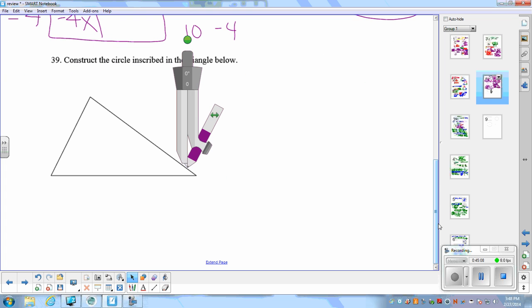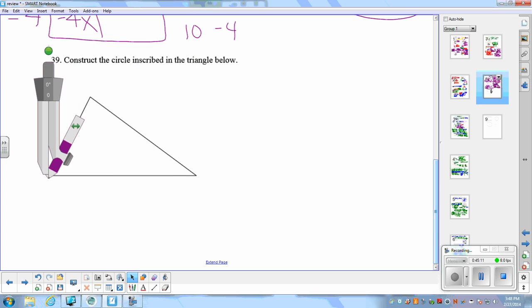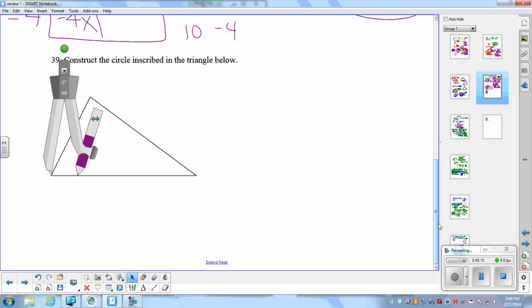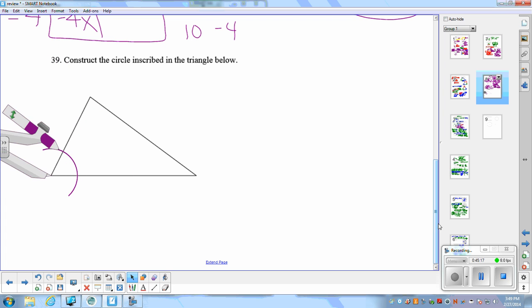Remember, yours will be neater because you have a straight edge, and I am still yet to figure out how to turn my ruler. So I open it up a little bit. I draw an arc. Then I move my compass point over to where my arc intersects my angle. I draw an arc.